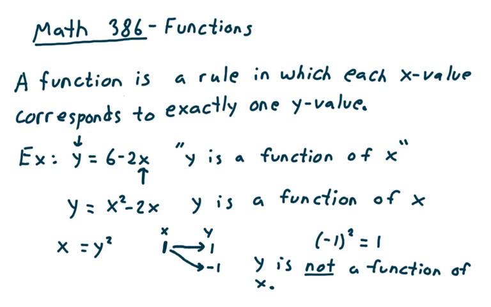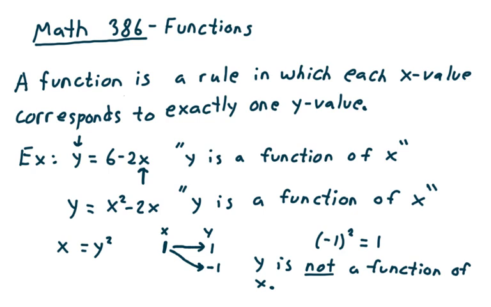y equals x squared minus 2x. For the same argument, every value of x will produce exactly one y value. And so in this example, notice that y is a function of x.